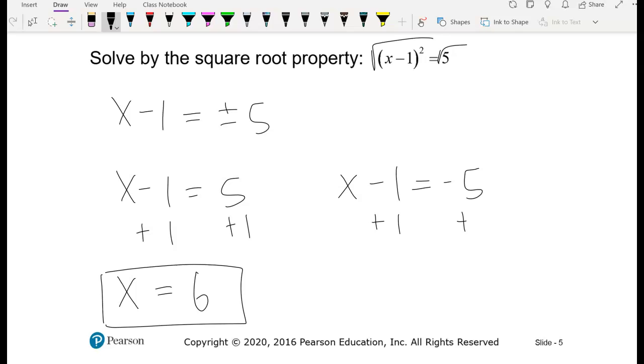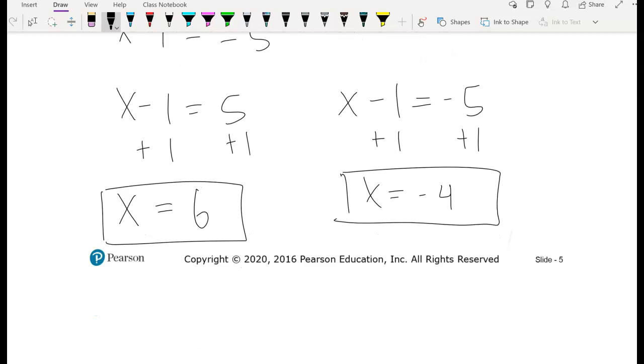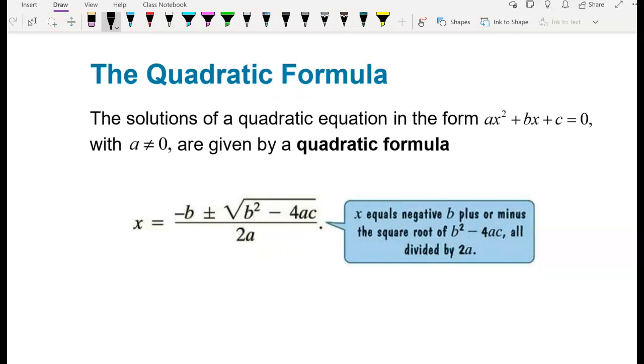Let's watch what the answer is going to be. Alright, and then this one is going to be negative 4. So 2 answers. So anytime you have a squared, that means you're going to have 2 answers. Or technically, whatever your degree is is how many solutions you have for your equation. So always just check for that and make sure you're getting all of those answers.